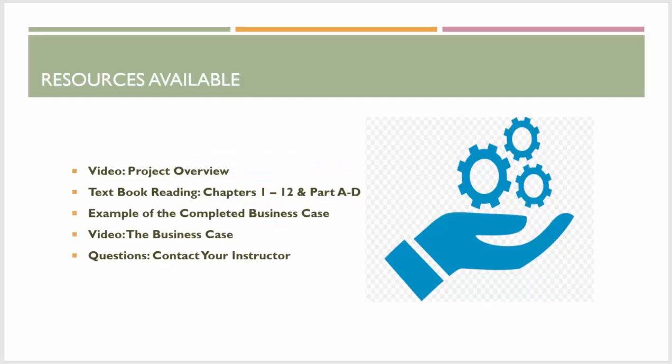There are several resources available for your group to use when working on your group project intervals. You have the project overview video. You have your entire textbook, including chapters 1 through 12, and parts A through D, which is a systems analysis toolkit. You also have the example of the completed business case, a video of the business case, which details all of the different sections you are asked to complete with this project. And as always, you can contact your instructor if you have questions.